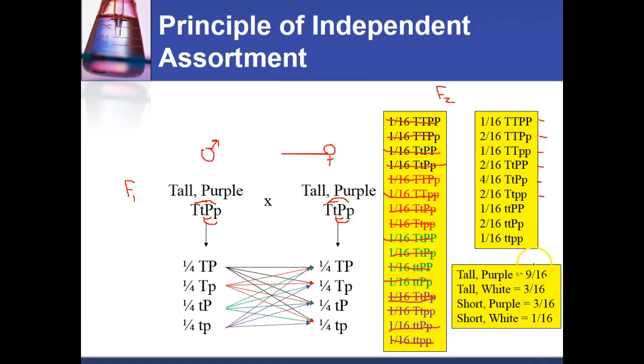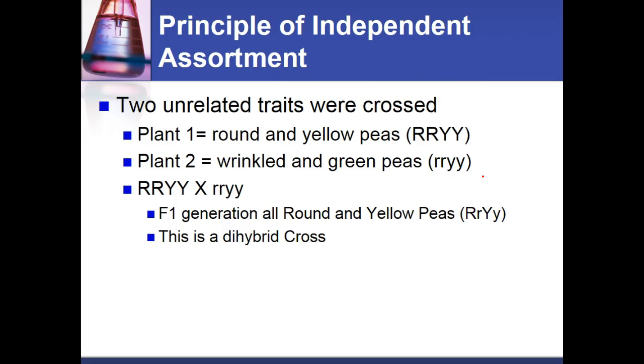3/16 are going to be short and purple. This one's short and purple. This one's short and purple. 2 plus 1 gives us 3/16 short and purple. 1/16 is the only one left, and this one is short and white. And so the phenotypic ratio is 9/16, 3/16, 3/16, 1/16, or a 9/3/3/1. The genotypic ratio is a 1/2/1, 2/4/2, 1/2/1.